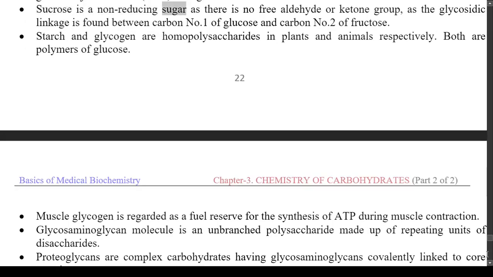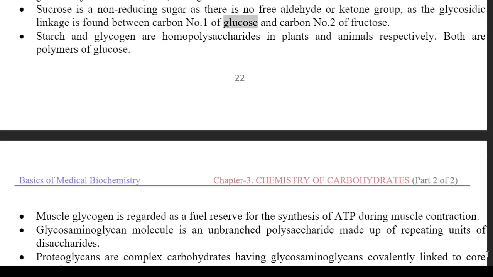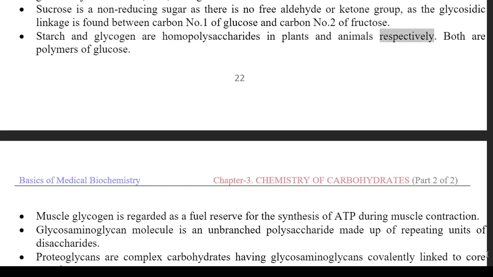Sucrose is a non-reducing sugar as there is no free aldehyde or ketone group, as the glycosidic linkage is found between carbon number 1 of glucose and carbon number 2 of fructose. Starch and glycogen are homopolysaccharides in plants and animals respectively. Both are polymers of glucose. Muscle glycogen is regarded as a fuel reserve for the synthesis of ATP during muscle contraction.